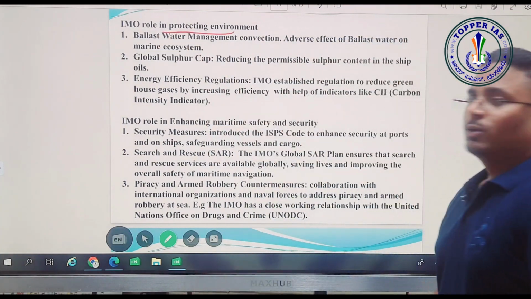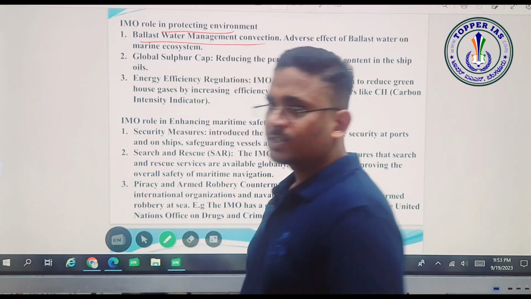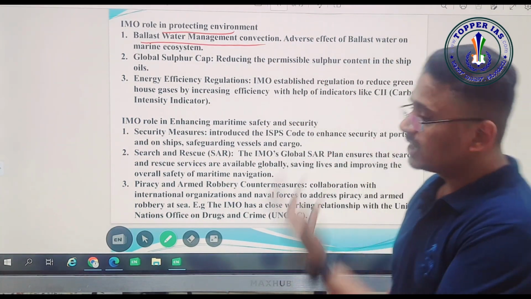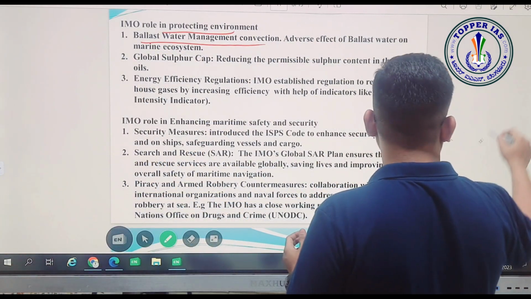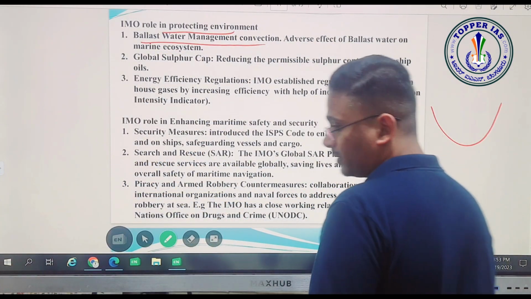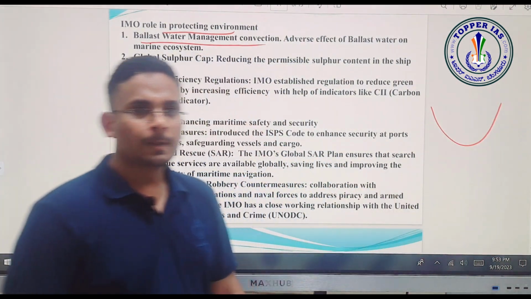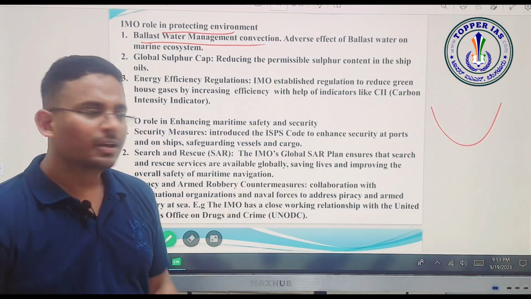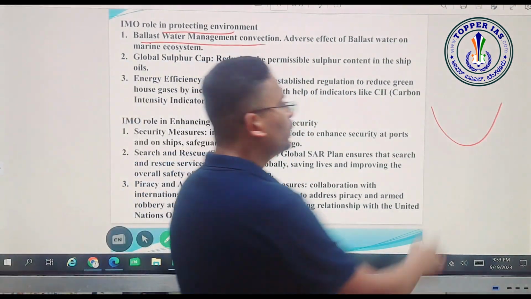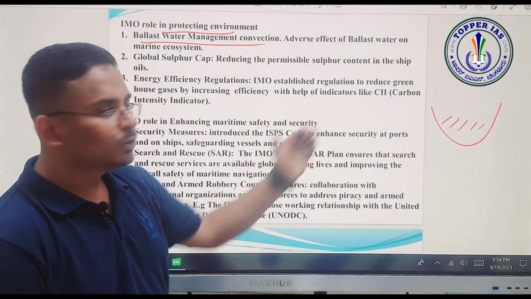So, protecting the environment: what have they planned? The first one is the Ballast Water Management Convention. What is it? The ship which is used for trading will be empty while going out. While coming, it comes with the goods, but while going it's empty. When the ship is empty, it is unstable. In order to increase the stability of the ship, what do we do? We fill water in the hull of the ship.